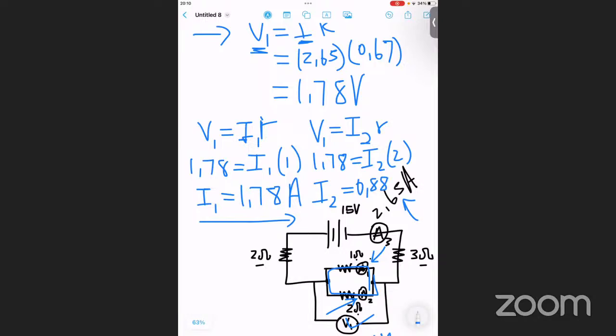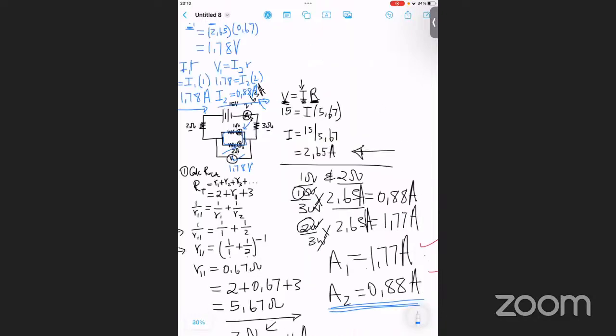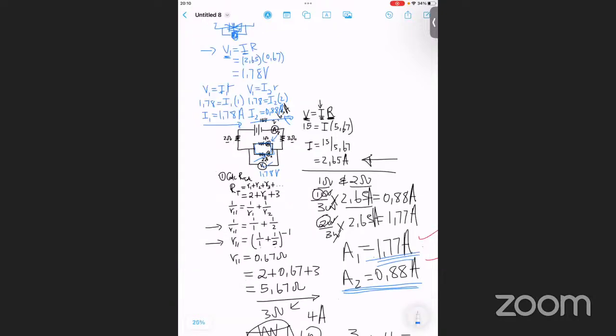This is generally the method you would use in an exam where the questions are in order. Let's compare them with that one, the reading on ammeter. Could be the roundings which are a bit off, but it gives you the same answer.